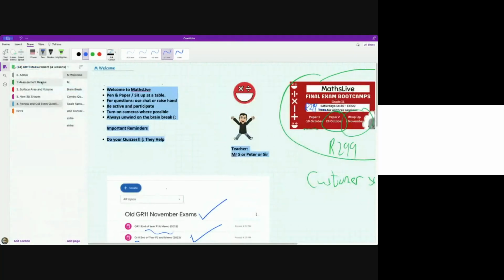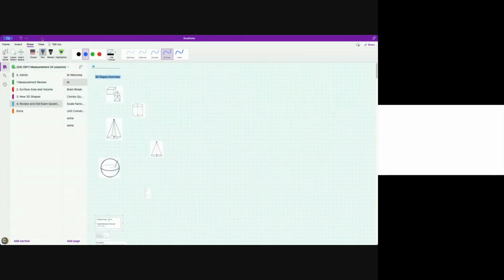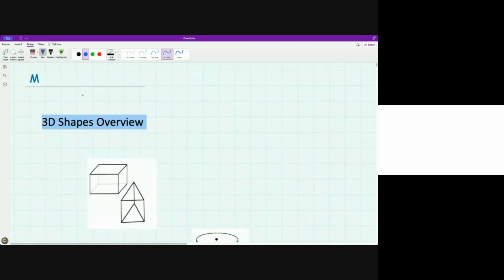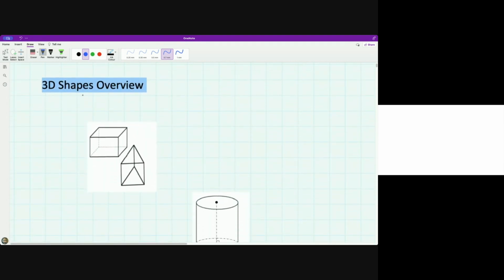Okay, today is our last lesson on measurement. And so as we begin today, measurement has been really about a couple of different things, but the main things have been area, surface area, and volume, right? So that's what we spend a lot of our time talking about.